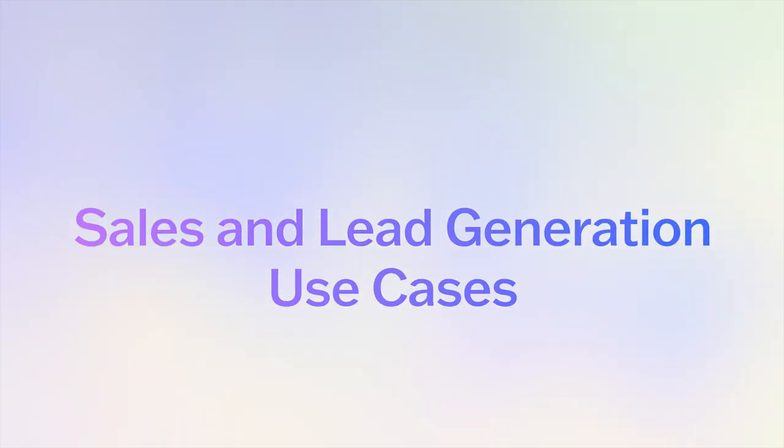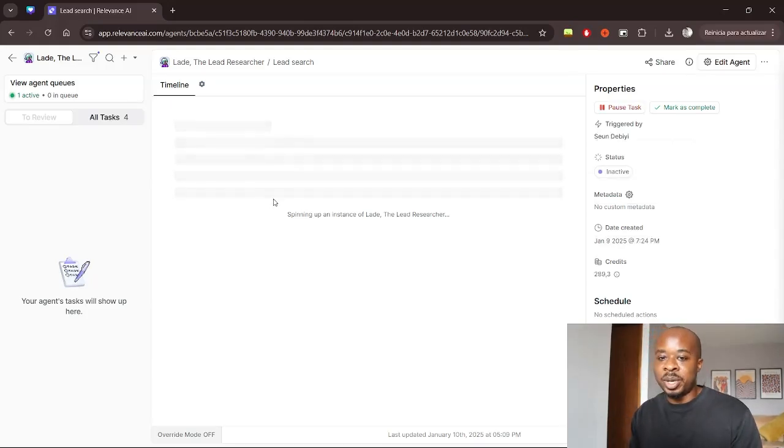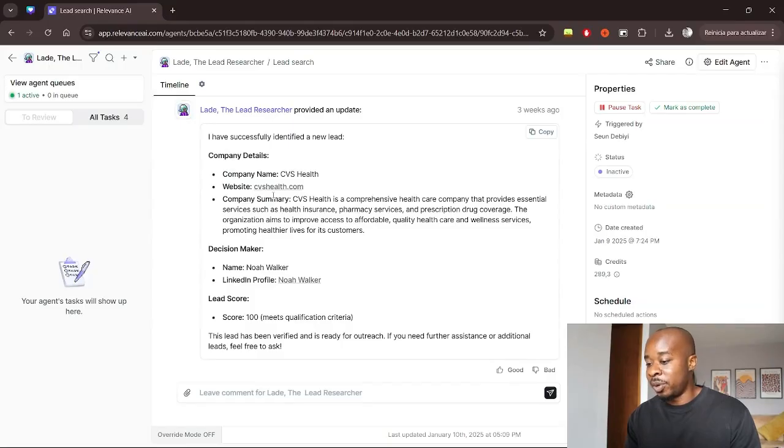So now we'll go into the sales and lead generation. And at number 6, the first one we have is the lead researcher. This is one that I've also built a template for that you can access in the link below. This is built on top of Relevance AI.